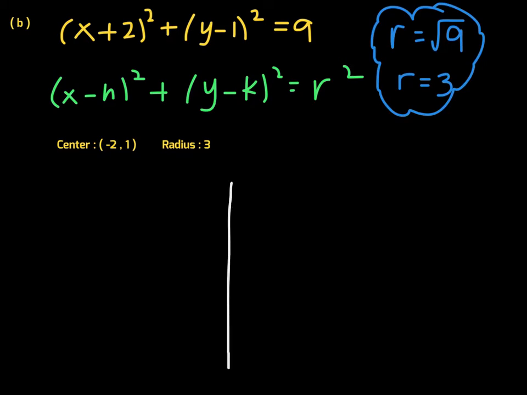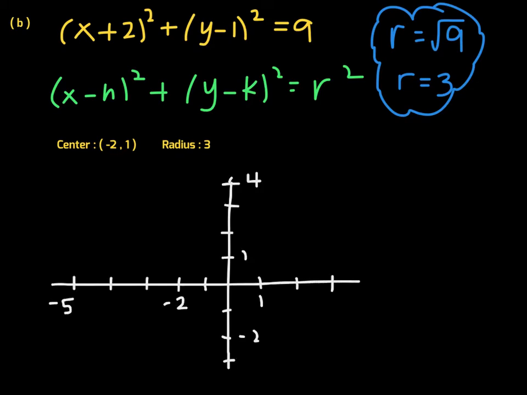And then something like this might be good. Let me scale my axes now. All right, so I notice my center is (-2, 1), which is about right here, okay? And then I want to go to the left, to the right, up, and down 3 units. When I go to the right 3 units, it drops me off at (1, 1). That point's on the circle.